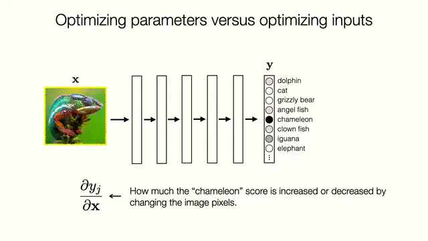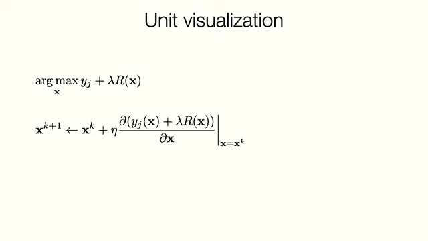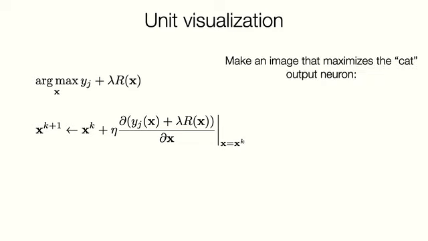So here, this could be something like how much the chameleon score is increased or decreased by changing the input pixels. And so here, if you think about optimizing class logits before the softmax or optimizing the class probabilities after the softmax, the easiest way to increase the softmax probability given to a class is often to make the alternatives unlikely rather than to make the class of interest likely. Whereas if you optimize pre-softmax logits, this tends to be a bit more stable.